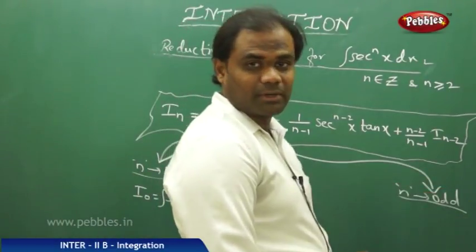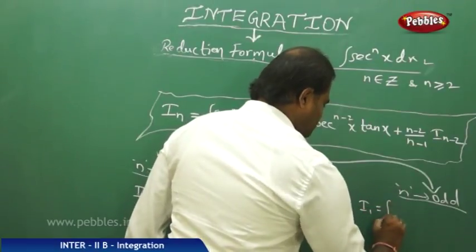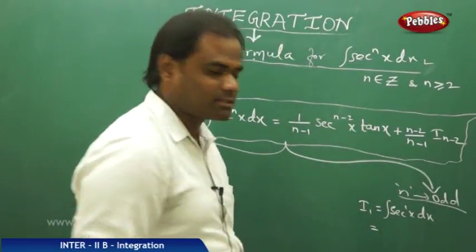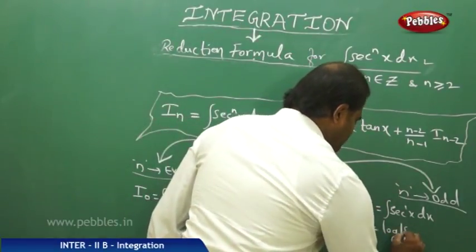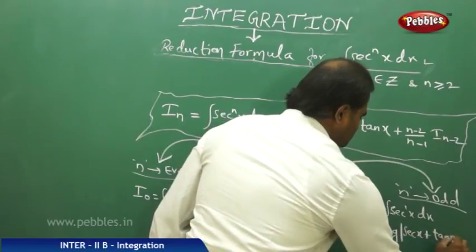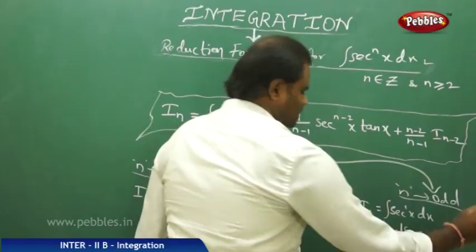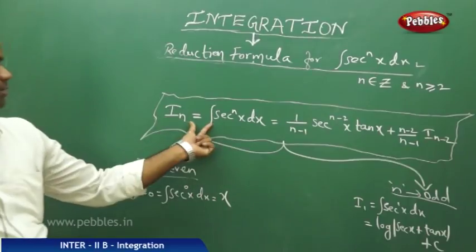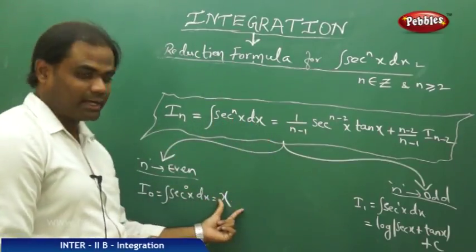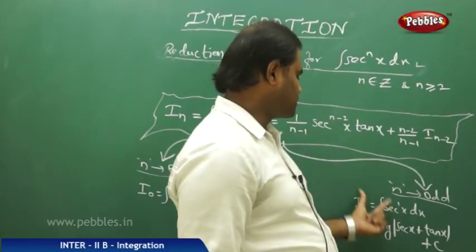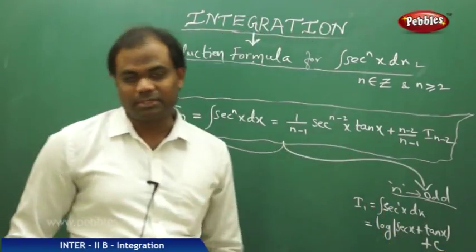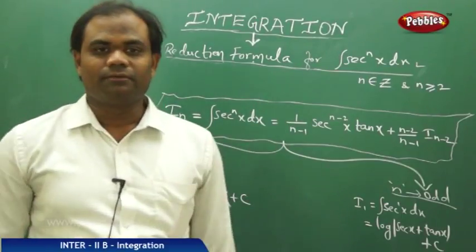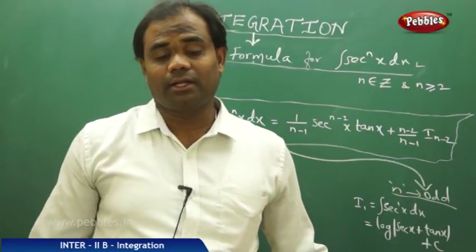And when n is odd, my last reduction is I1, which is integral secant power 1 x dx, where integral secant x is log mod secant x plus tan x plus c. So for n even, the last reduction for integral secant power n x dx is x, and for n odd, my last reduction for this is log mod secant x plus tan x plus c. This is how we understand the last reductions with the two cases n even and n odd.